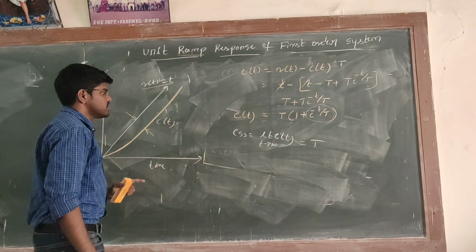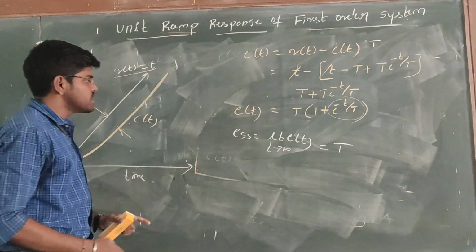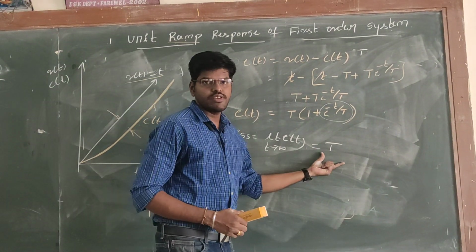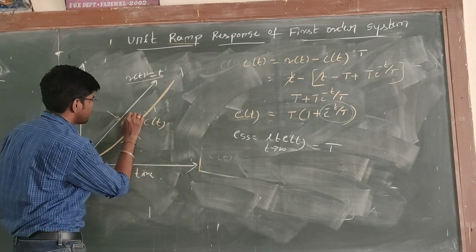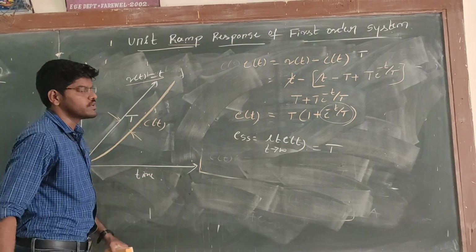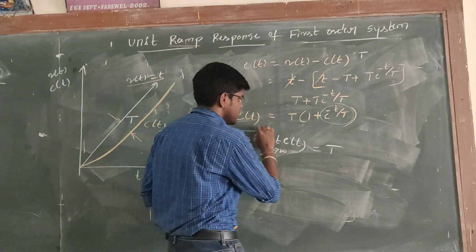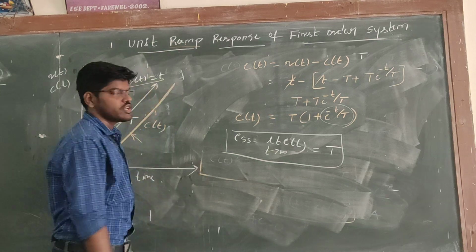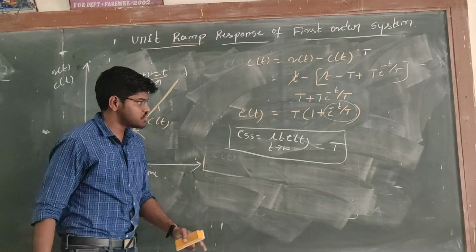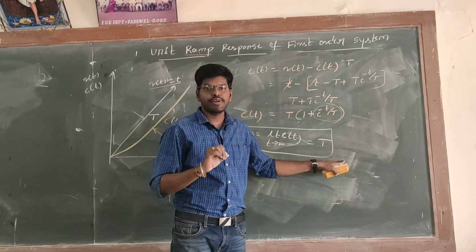Okay, always when the ramp input is applied, we'll get the steady state error as T, which is the difference between these two signals. Okay, for unit step input, the steady state error is 0. For unit ramp input, for a first order system, the steady state error is capital T.